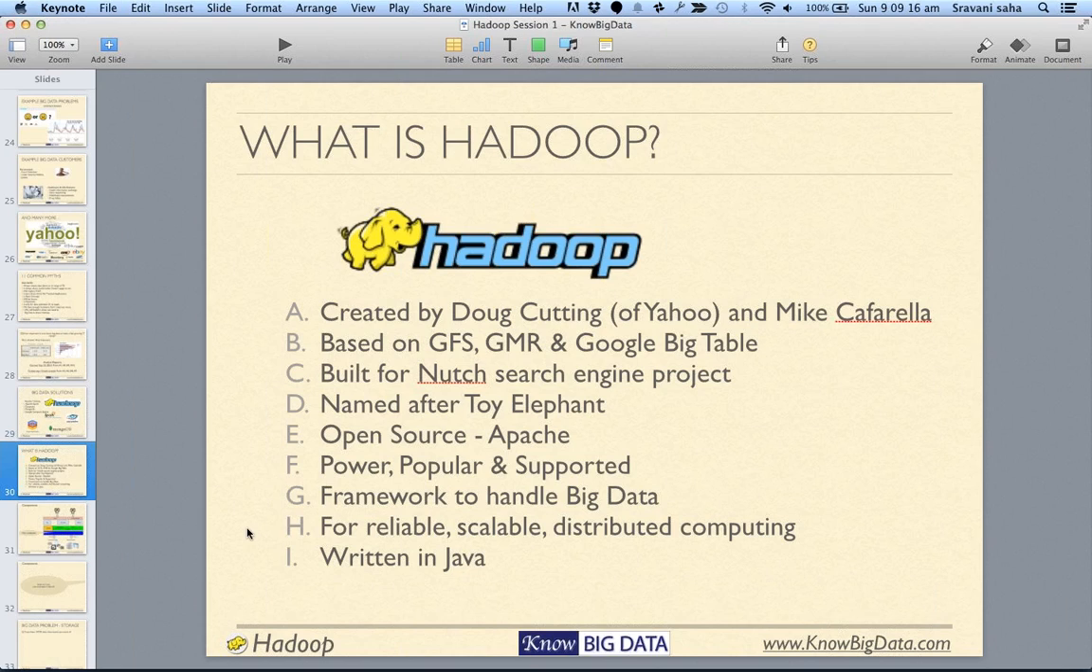Okay, so while these people were trying to build their own search engine, they realized that the existing file system or database were not sufficing. At the same time, Google published these papers and they realized that this is what they need in order to build a system which can store a lot of data and process a lot of data in parallel. And it is for reliable, scalable, and distributed programming and written in Java.